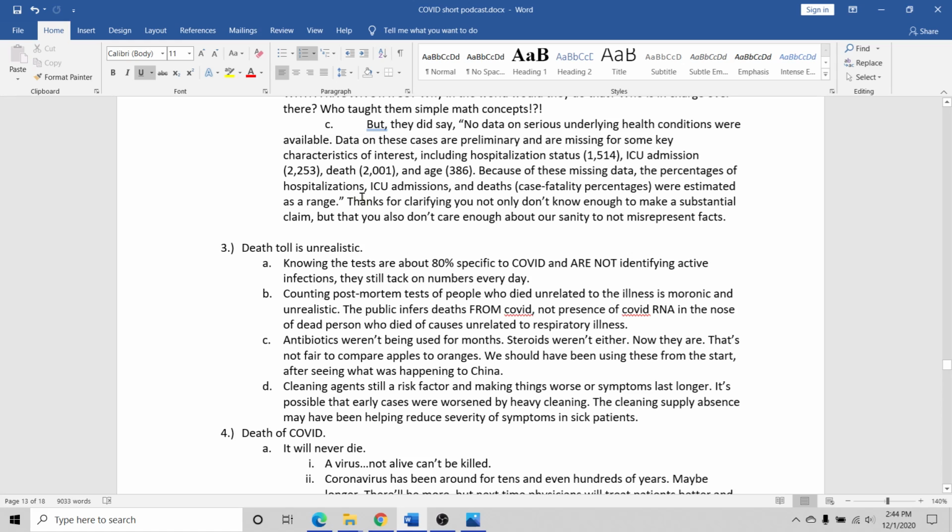And I put in here as a facetious remark, thanks for clarifying that you not only don't know enough to make a statistical claim, but you also don't care enough about our sanity not to misrepresent the facts. They're misrepresenting things, and that's just stupid.